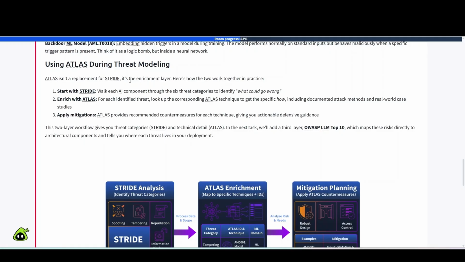Atlas isn't a replacement for Stride, it's the enrichment layer. Here's how the two work together in practice. Let's start with Stride.